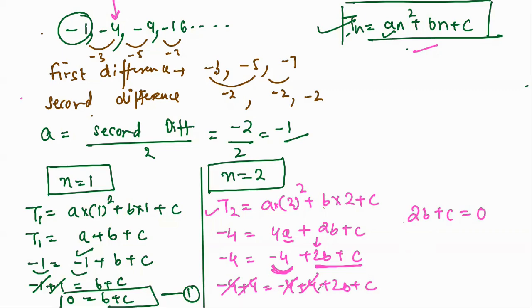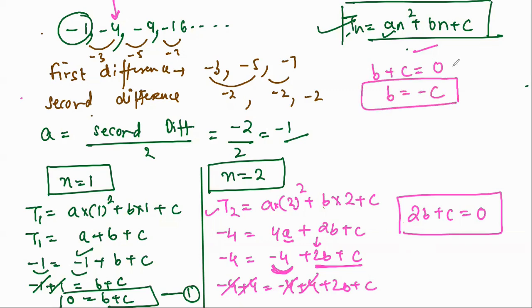Now both are equal to 0. What is the next step? From the first equation, I will get either B or C. We know that B plus C is equal to 0, so B is equal to negative C. Let's call this equation 3. After that, put equation 3 into the second equation. This is the second equation. Putting 3 in the second equation, I am getting B as negative C.